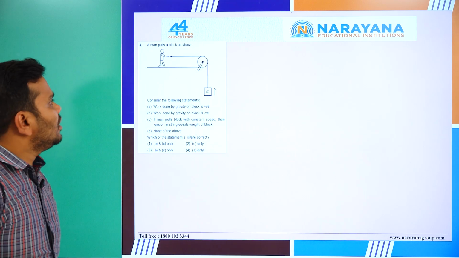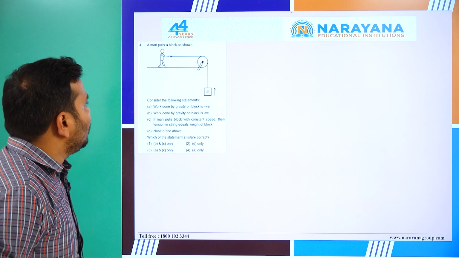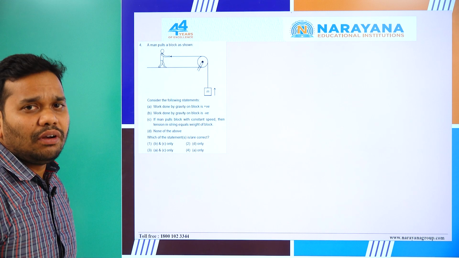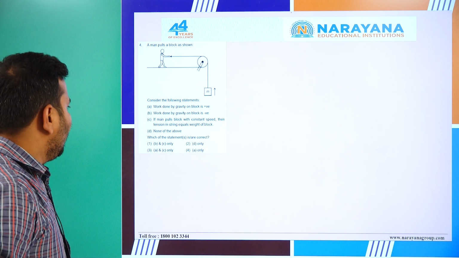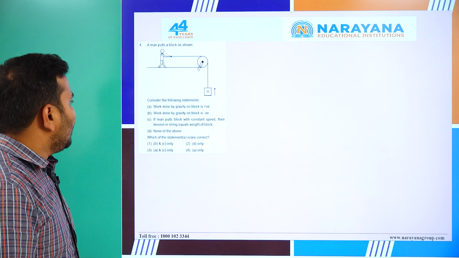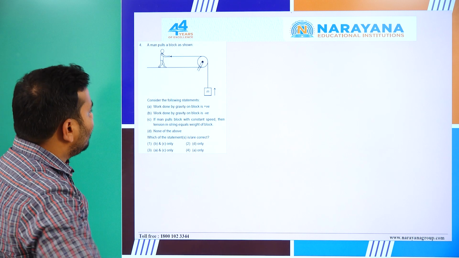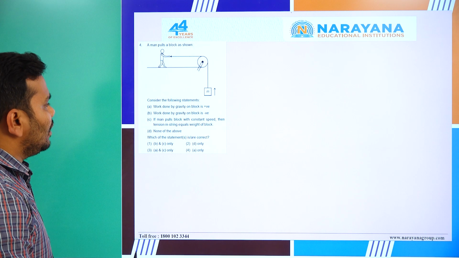In this question, the man pulls a block as shown in the figure. Nothing is mentioned about the pulleys, so these are ideal pulleys, and we will consider the strings to be ideal strings. Now, as per the given statements, we consider the following statements. The work done by gravity on the block is given as positive.